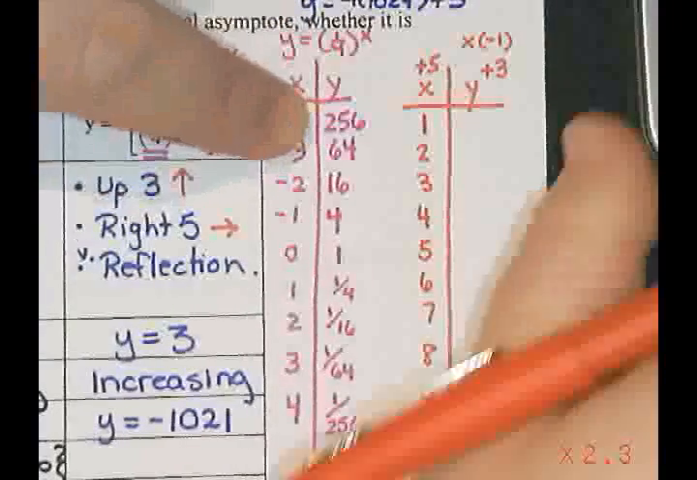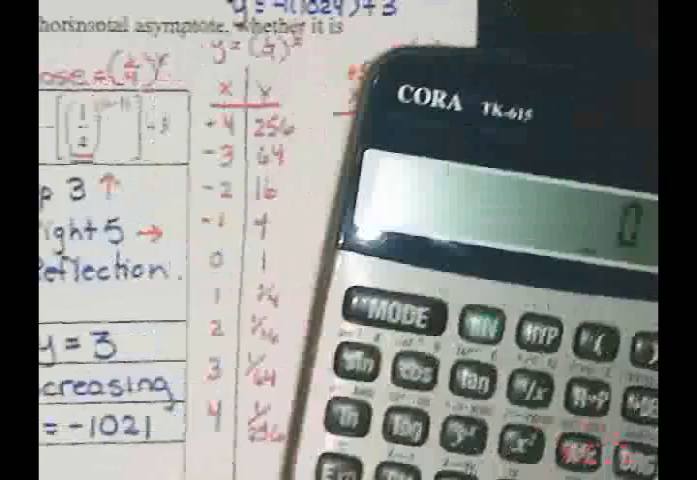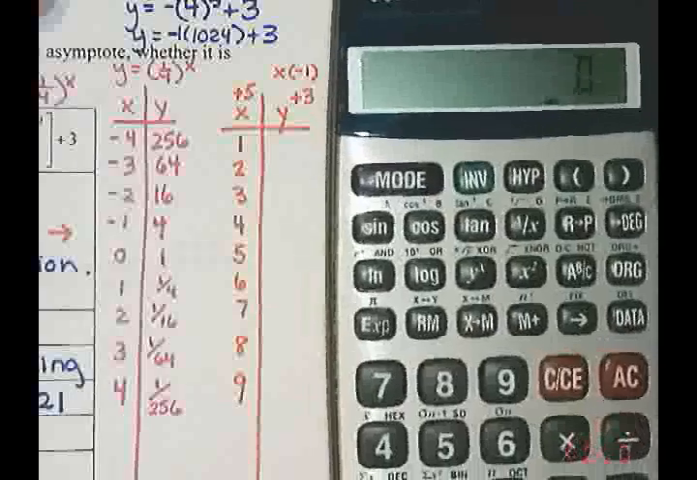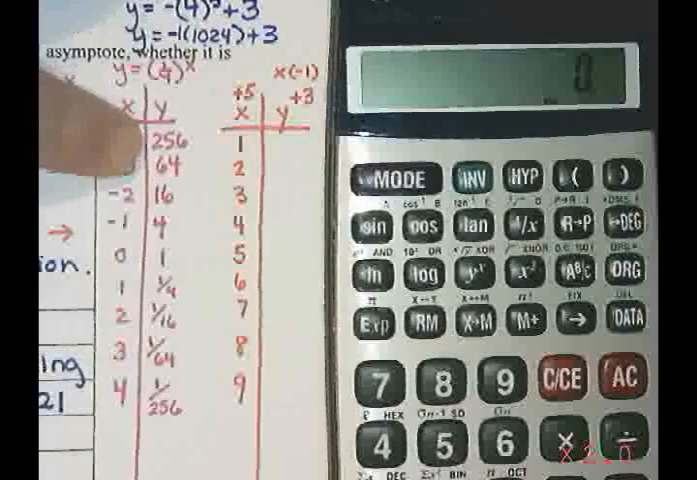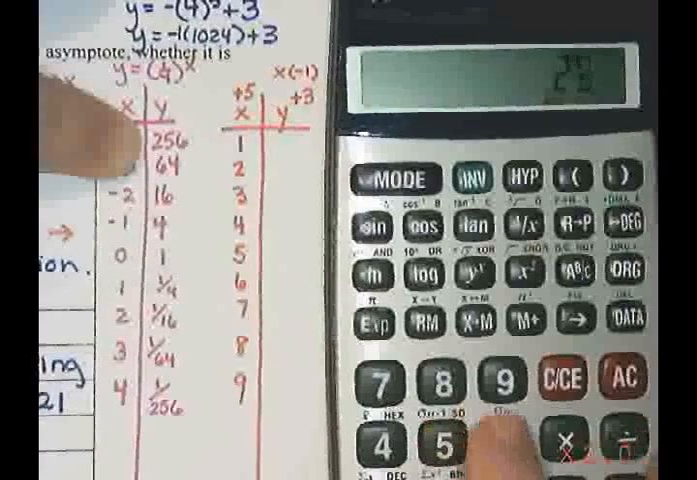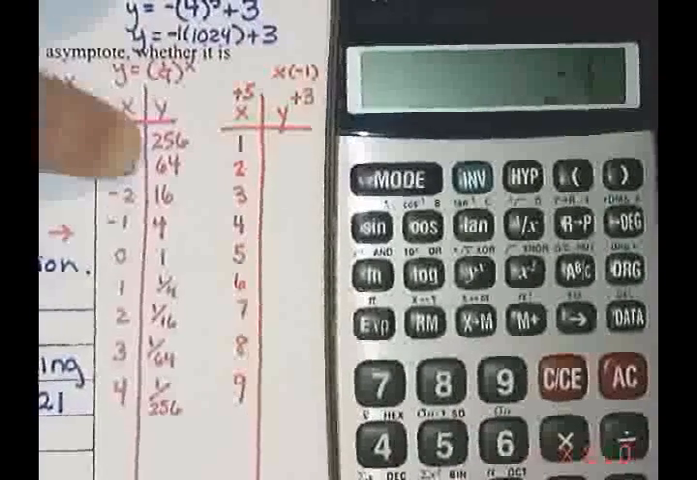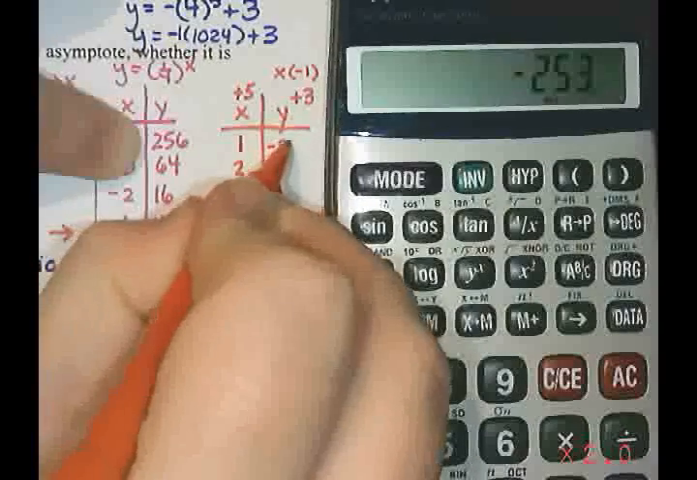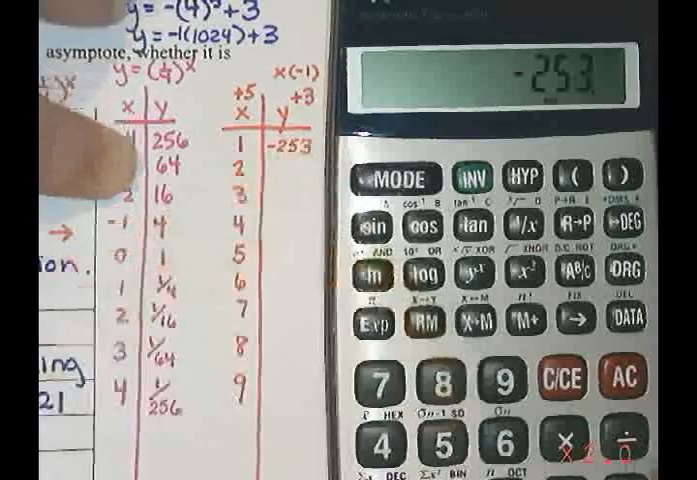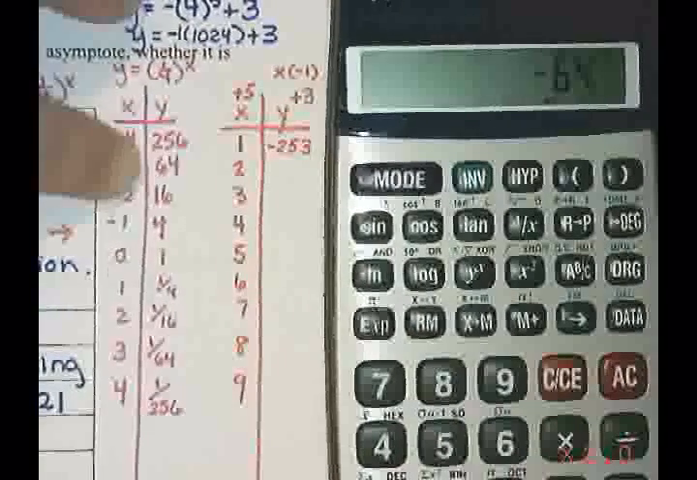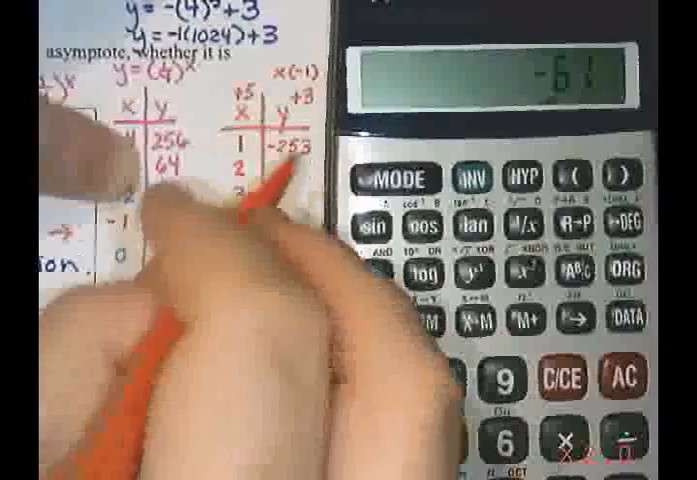All right, to do the next part, I tend to use my calculator. I find that helps, makes it a little bit easier for me. Maybe we'll zoom out a little bit. So we're going to take our numbers, times them by negative 1, and then add 3. So 256 times negative 1 plus 3 is negative 253. And then we just keep going. So 64 times negative 1 plus 3 is negative 61.